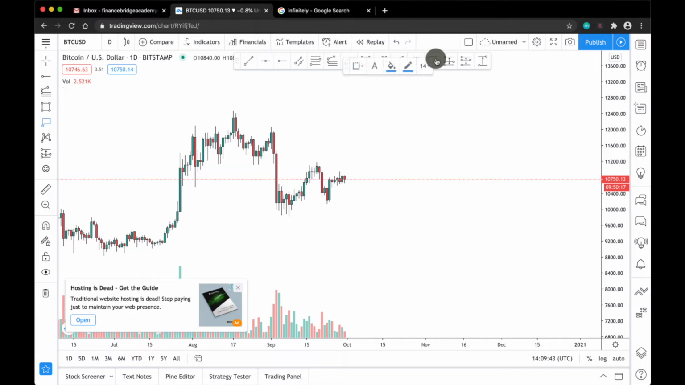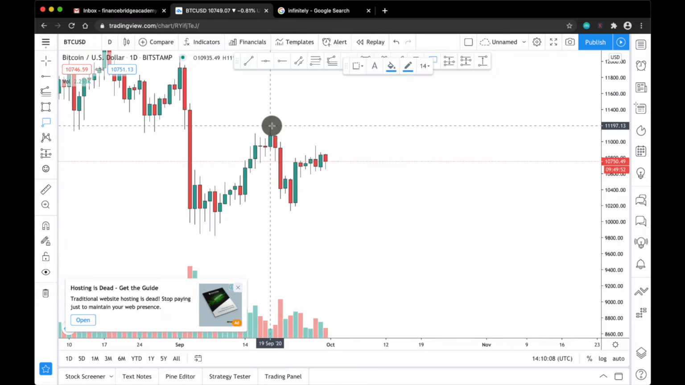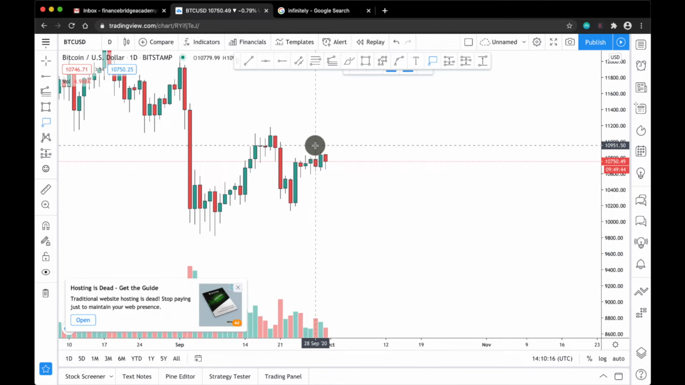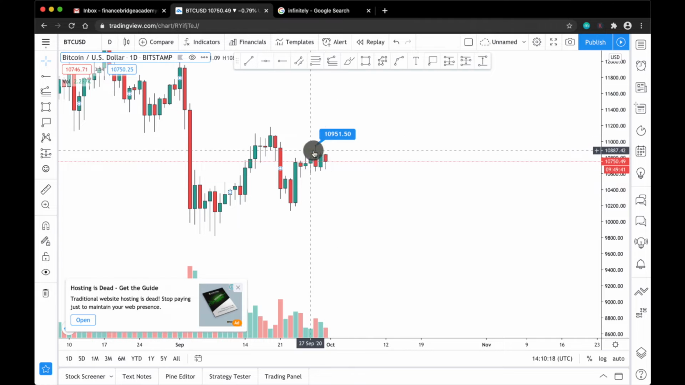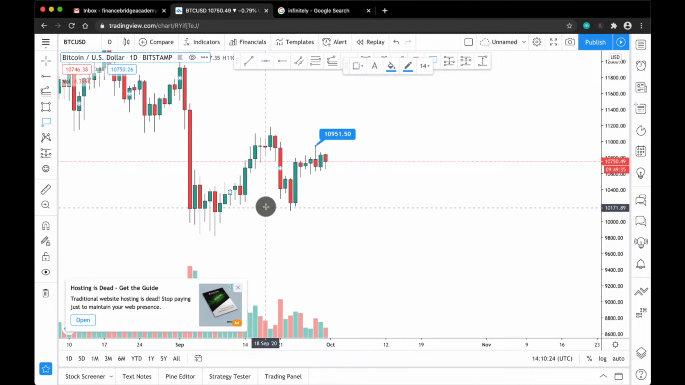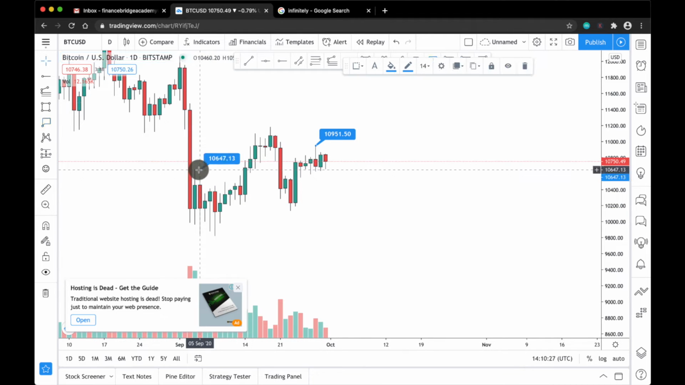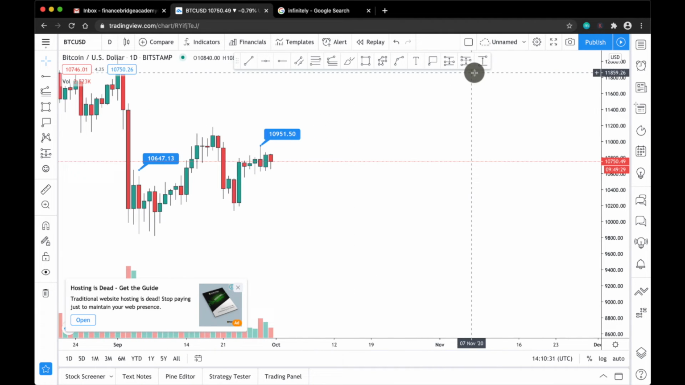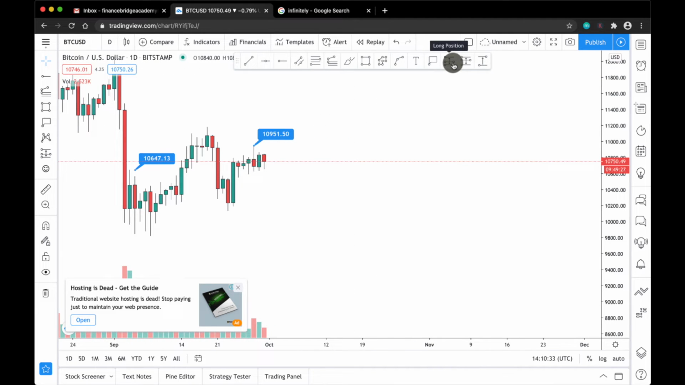Then this one is just price point. So let's say you want to know a particular price point for a level, you can easily click on that price label. Then any price level you want to know, just click on it, and it will show you what price was or is at that point. Do you understand? So let's click on another one. Let's say I want to know the price level here. That's basically what price label does. Then we have the long and short position.